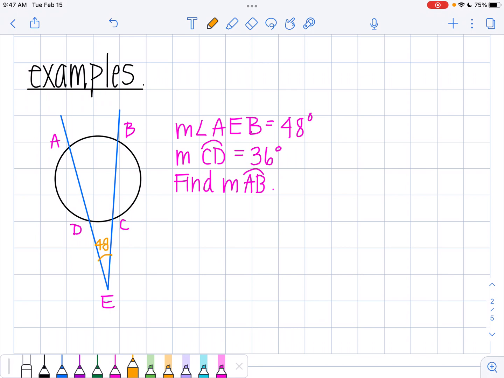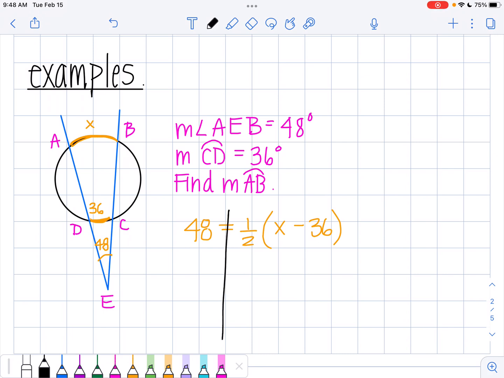It says the measure of arc CD, this one, my close arc, is 36, and I have to find this arc right here, my far away one. So my formula is my angle equals 1/2 times my far away arc, which is x, minus my close arc, which is 36. When I solve this, I have two choices. I can either distribute this 1/2, or I can multiply both sides by 2 to get rid of the 1/2. I'm going to choose to multiply.